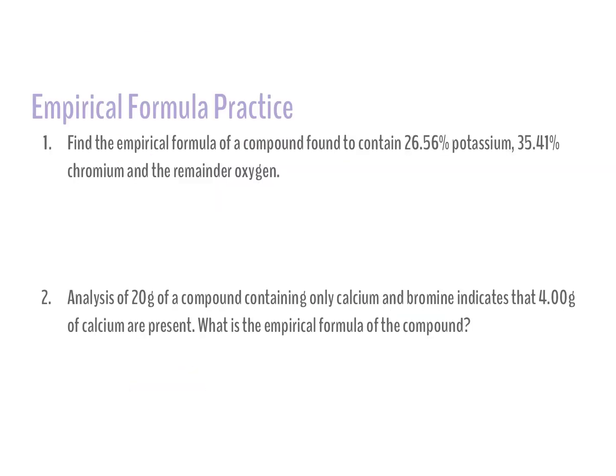Okay, let's try this one right here. 26.56% potassium, 35.41% chromium, and the remainder is oxygen. How would we find the remaining percentage there? Subtract it from 100, right?